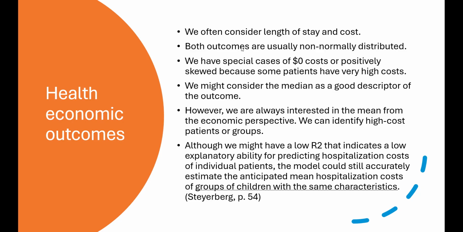We often consider length of stay and cost. Those are things we often look at, and there's a strong relationship with length of stay and cost. The longer you're in the hospital, the more your costs are. Both outcomes are usually non-normally distributed, meaning they don't fit that bell curve. We have special cases of zero costs or positively skewed data because some patients have very high costs. So we may have a lot of patients that are on the low end for costs, and some might even have zero costs.